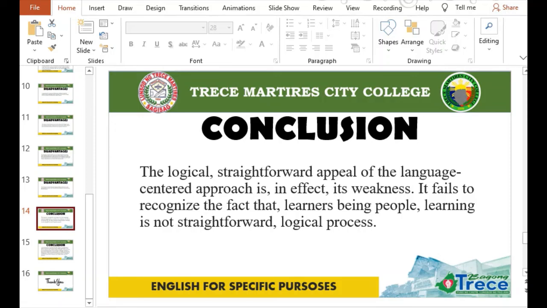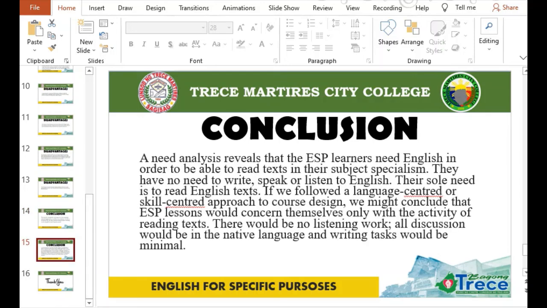The logical, straightforward appeal of the language-centered approach is, in effect, its weakness. It fails to recognize the fact that learners being people, learning is not a straightforward, logical process. Also, a needs analysis reveals that the ESP learners need English in order to be able to read text in their subject specialism. They have no need to write, speak, or listen to English. Their sole need is to read English text.